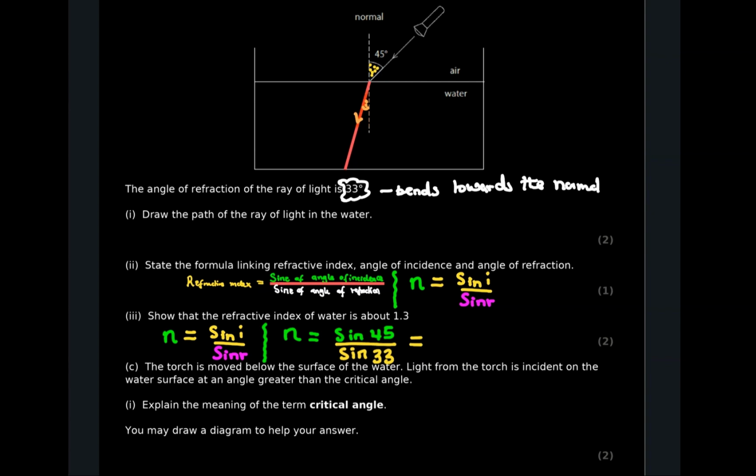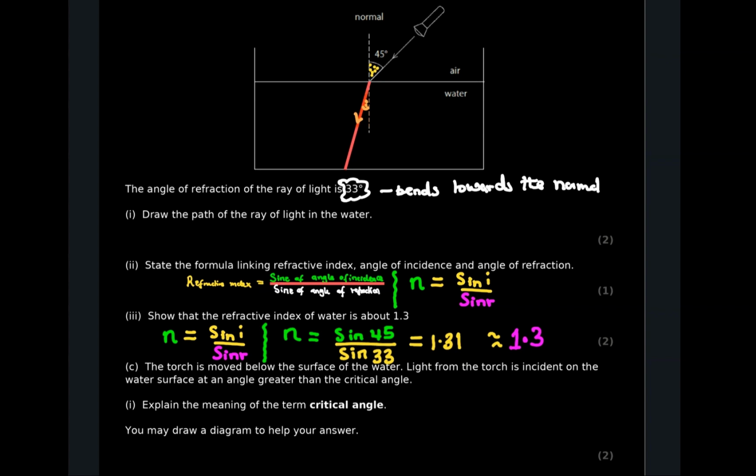Then if we work this out, we are going to get our answer as follows. Just make sure you are using your calculator properly in order to get the correct answer. So we have 1.31, and this is approximately 1.3, the one that we were supposed to show.